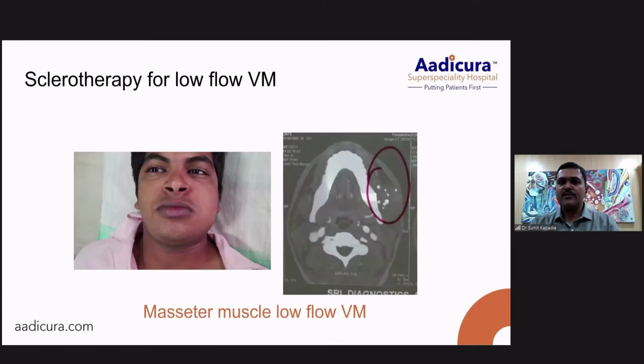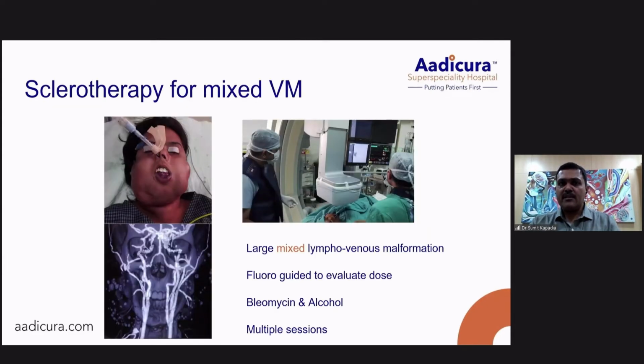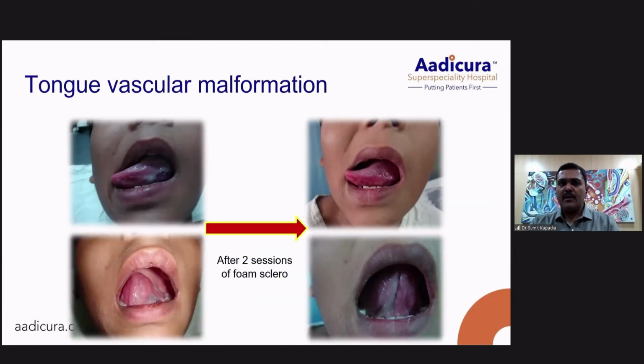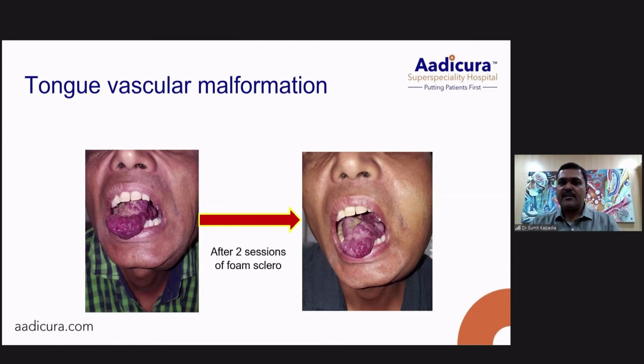These are a few examples of sclerotherapy done at various other regions. That's a masseter muscle malformation. This is again a mixed venous and lymphatic malformation. She underwent multiple sessions of treatment. That's a tongue malformation, which shows reasonably good results after 2 sessions of sclerotherapy. It's another tongue malformation treated with sclerotherapy.